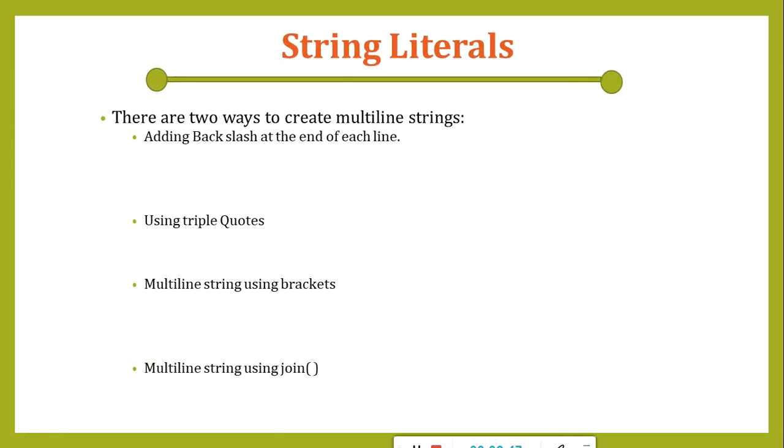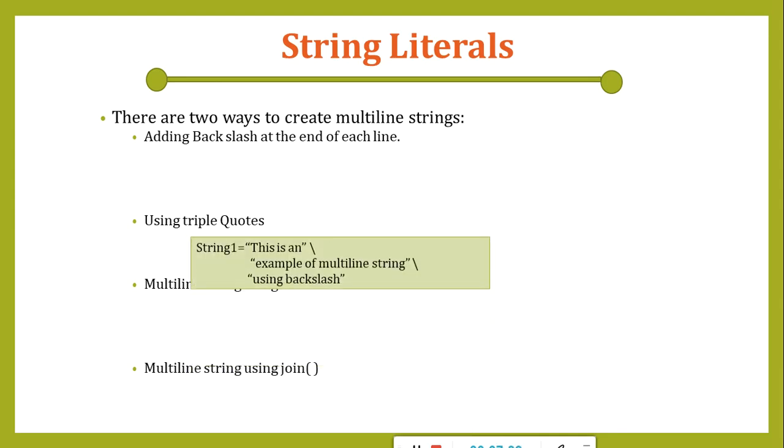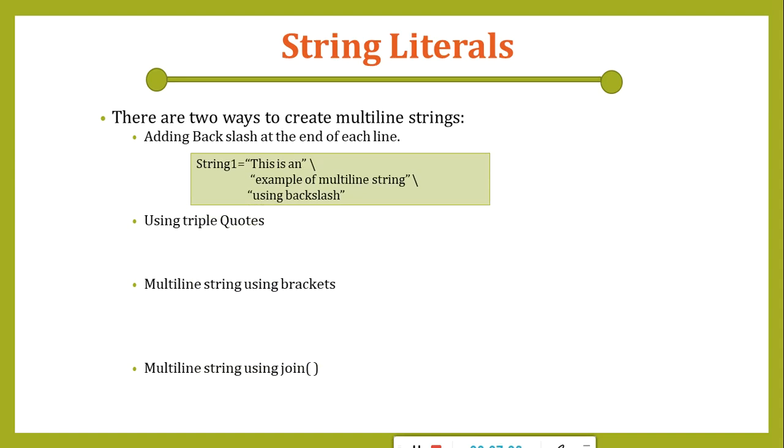Then if we want to represent a multi-line string, are triple quotes the only way to represent it? No, actually there are four ways to represent a multi-line string in Python, and we are going to see them right now. Adding a backslash at the end of each line can also represent a multi-line string. Here is an example: this is an example of a multi-line string using a backslash. You can see that the statement I just read is divided into three different lines.